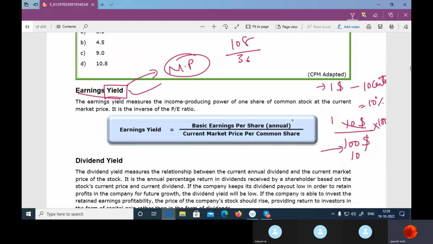So what do you mean by this? The earnings yield is, for $1, how much you got? 10 cents. And when will you be more satisfied? You would be satisfied if the previous year on $1 you made 8 cents, and this year for $1 you made 10 cents. That means this year your yield is more than the previous year, so you are more satisfied.